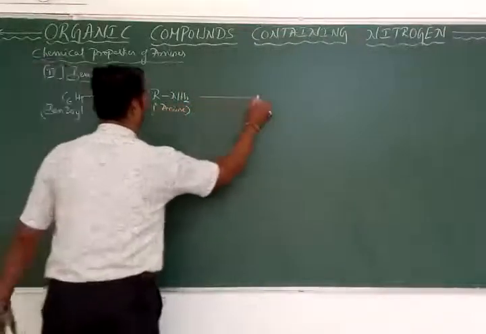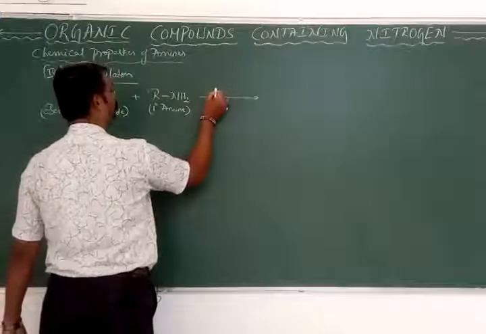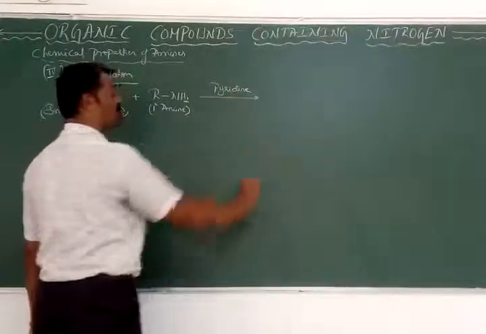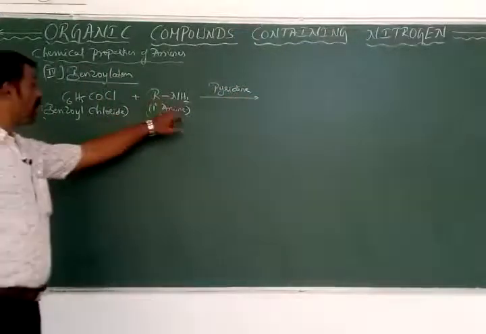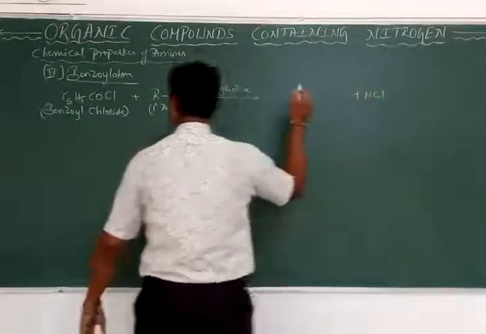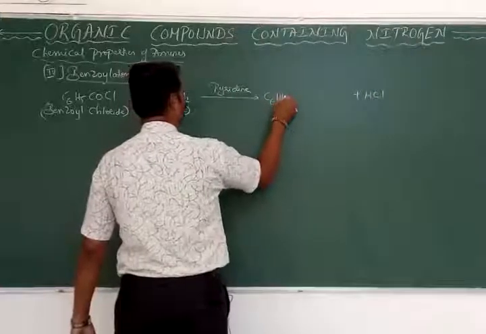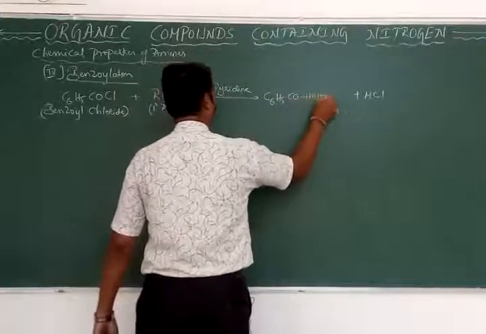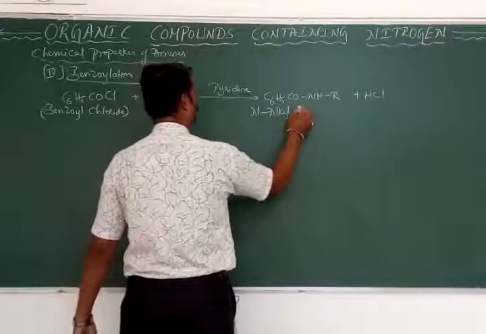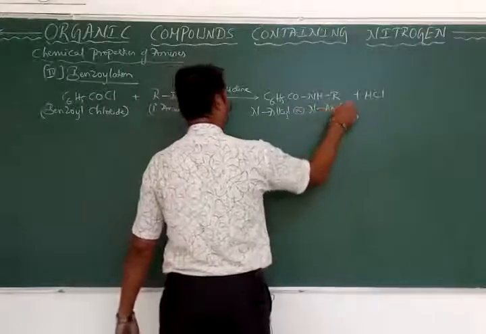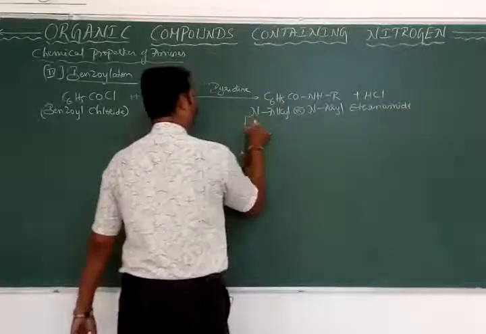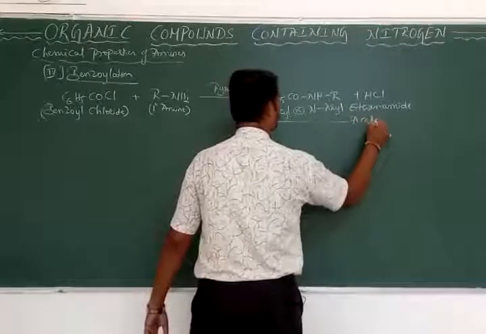Primary amines, in presence of pyridine, a base. In presence of a base like which one? Pyridine. Again there is a free hydrogen here, active hydrogen, and then the Cl. Therefore that is removed in the form of HCl. Plus it forms C6H5CONHR. This is called N-alkyl or N-aryl benzamide.